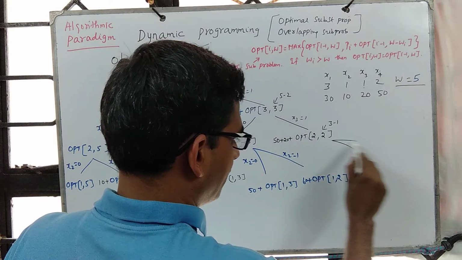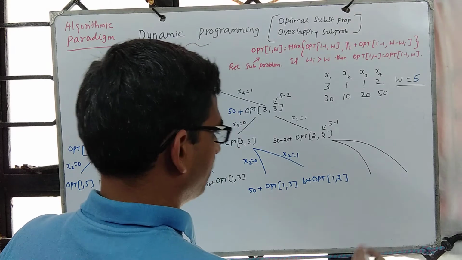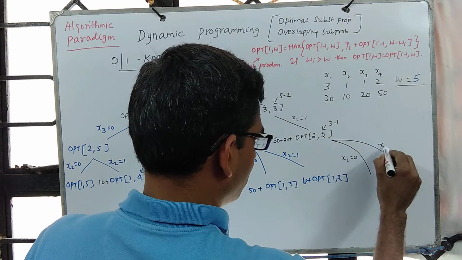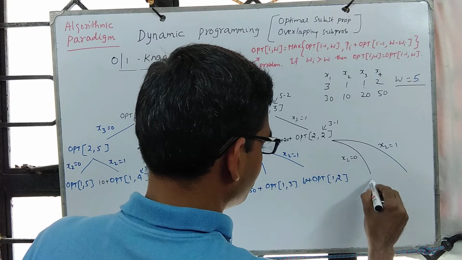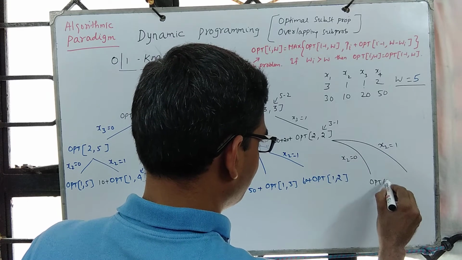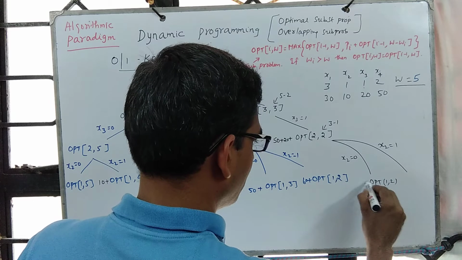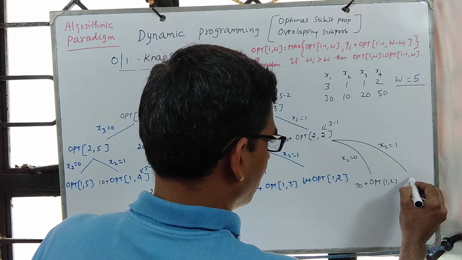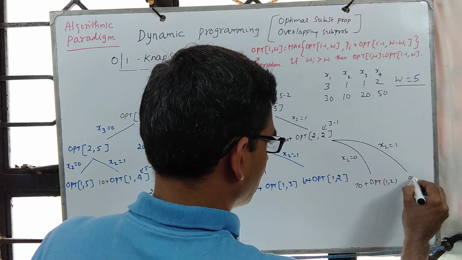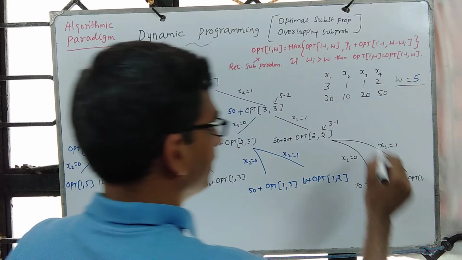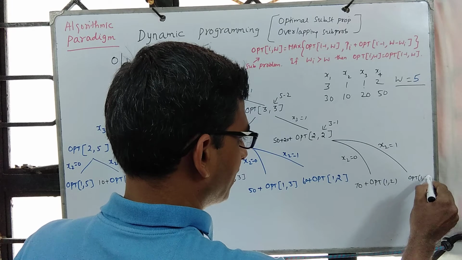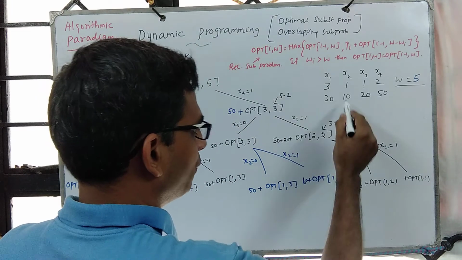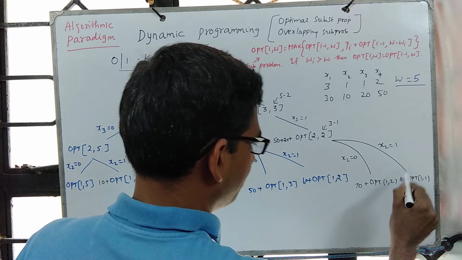So if you look at these two subproblems, again x2 equals 0 and x2 equals 1. Now this will be opt of 1 comma 2, and the profit earned is 70, and over here it is opt of 1 comma, we are including x2, so it becomes 1 comma 1. We already have a profit of 70, we are including x2, so we get a profit of 80.